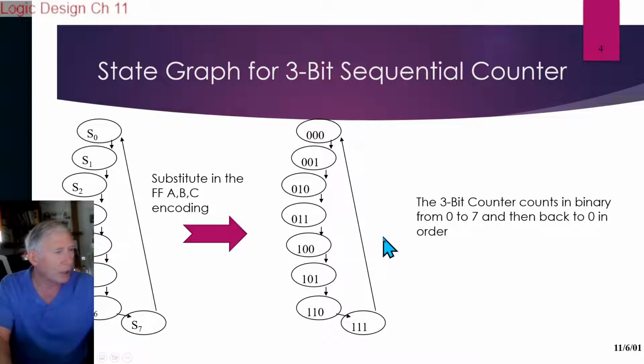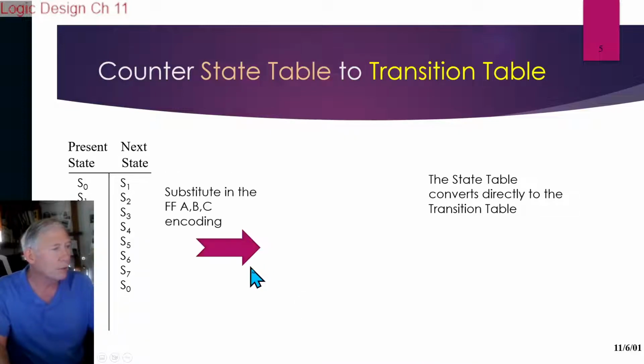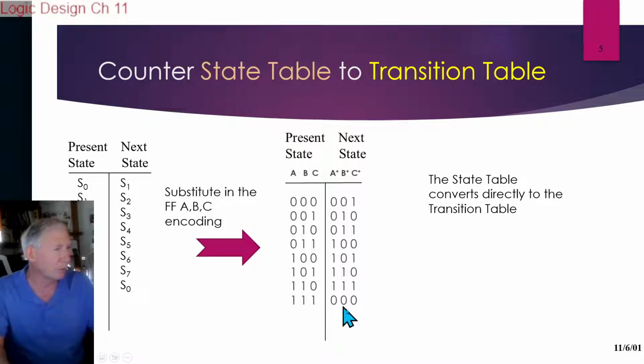But when we substitute in the flip-flop encoding, then we get the 3 bits that represent the 3 states of the 3 flip-flops A, B, C in this order. And when we plug that flip-flop encoding into our state table, then we get what's called our transition table. So when we substitute in the values of the flip-flops for our state names, then we actually get our transition table. So you can still see 000 in this problem represents state S0, 001 represents S1. It represents it here and here. 001's there, so that's S1. Here's 001, that's S1.